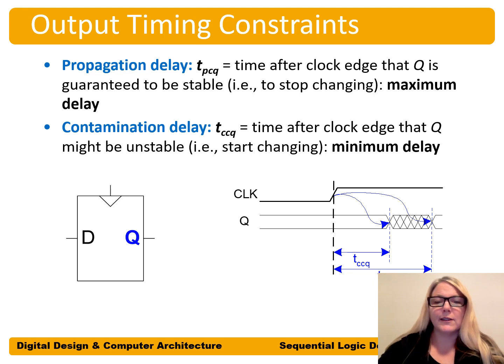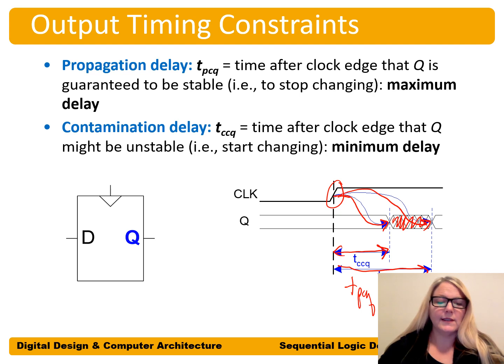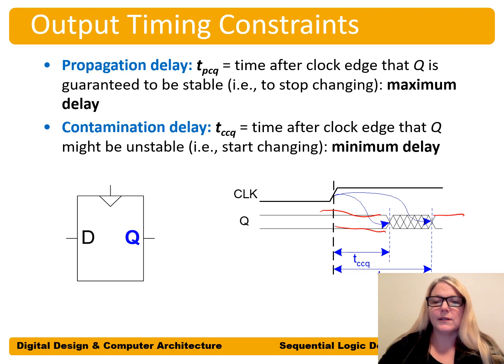And so we have a diagram here with our clock edge. Here's our clock going from 0 to 1. Q will change sometime after the clock edge. At the earliest it would change is TCCQ, and the latest it would change is TPCQ, the propagation clock to Q. And these hash lines mean it could change within that time between TCCQ and TPCQ. But outside of that time, Q is stable.